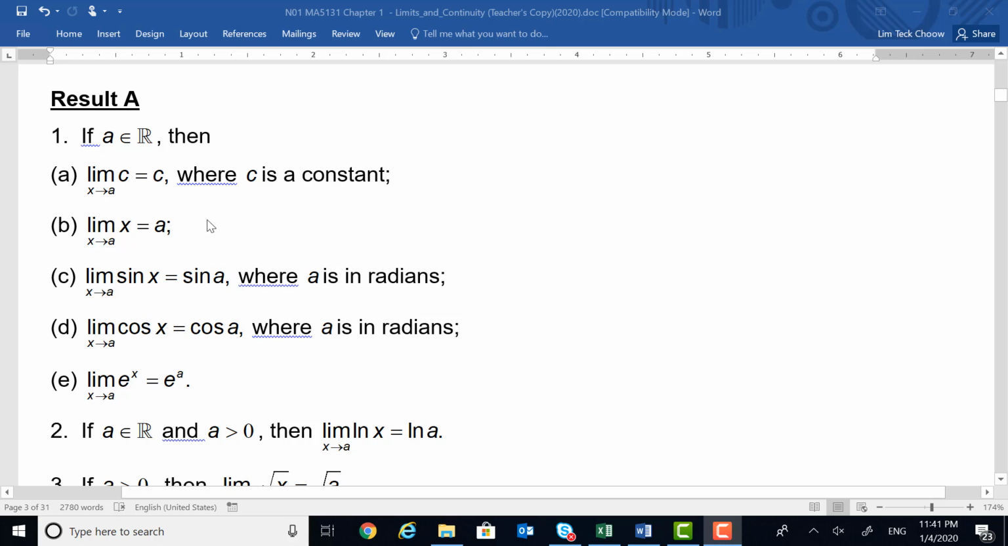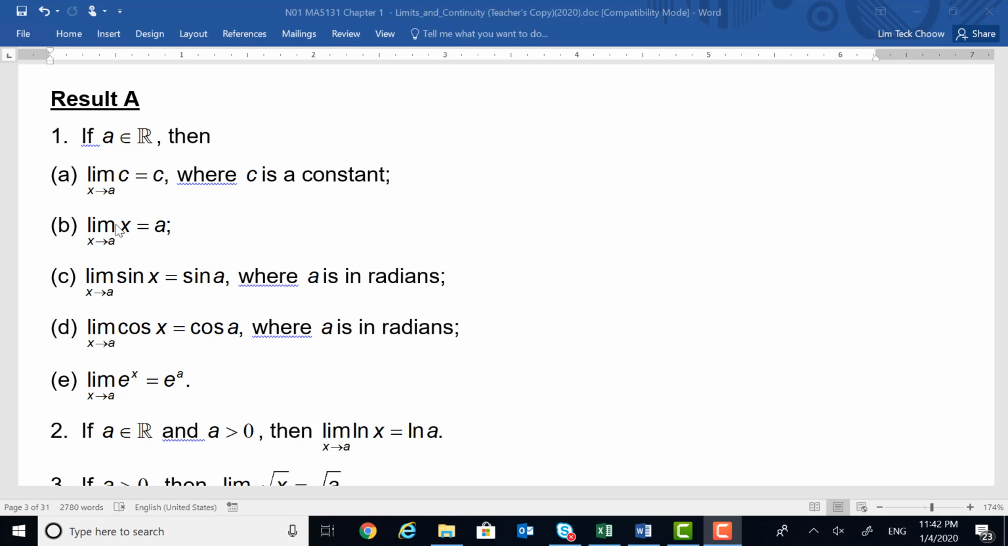Result A says if this is a constant, the limit as x approaches A of this constant is just the constant. This statement can be used without proof. It means if this is unchanging, no matter how x changes, as x approaches A, the value of the function maintains as C. That's why this statement holds true. No matter how x changes, as it approaches A, the value of the function remains at C throughout.